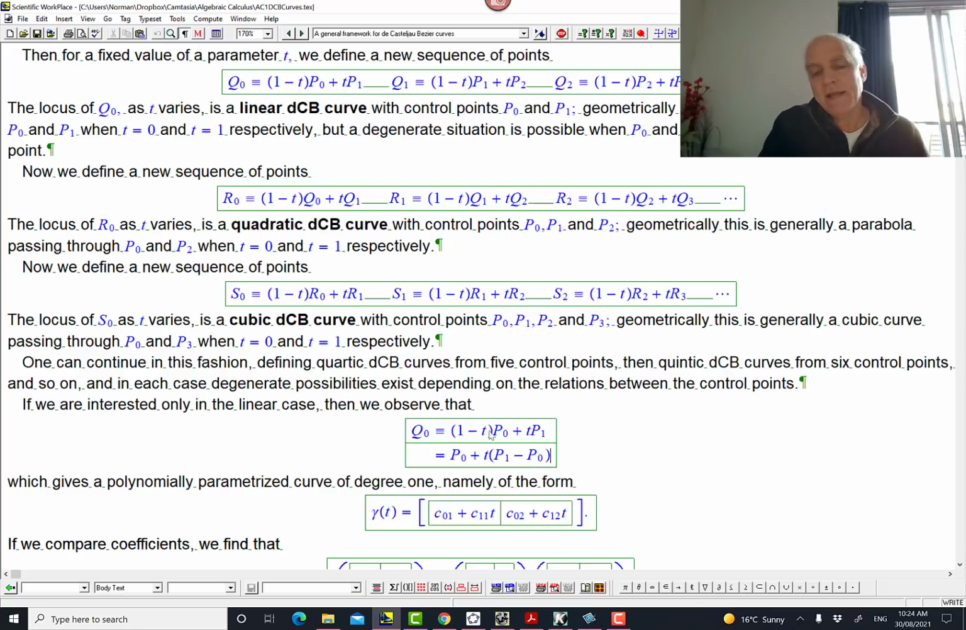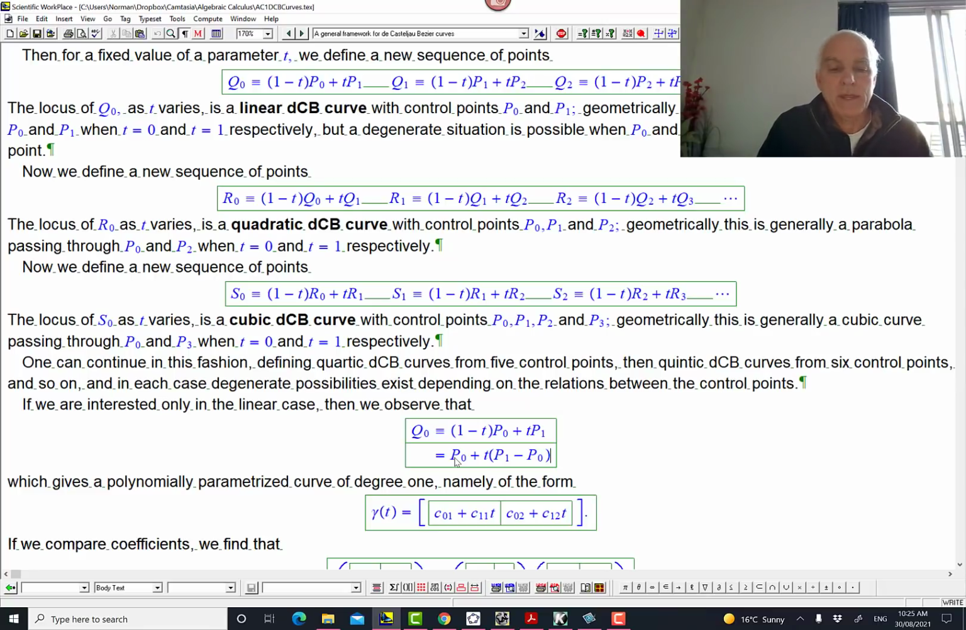When we look at it this way, we see that Q0 is when you start with the point P0, and then you go a certain multiple of this vector. This P1 minus P0 is really a vector from P0 to P1. And this is describing the motion of starting with P0 and adding a multiple of this vector. So clearly you're starting at P0 and ending up at P1 when t is equal to 1.